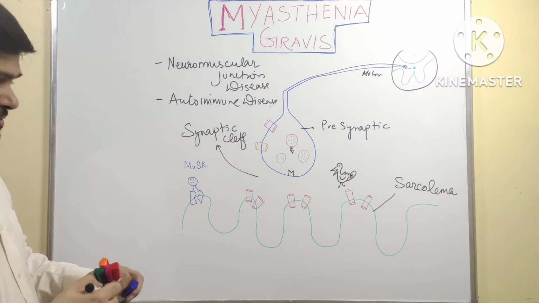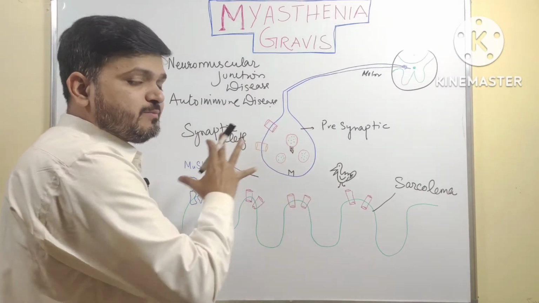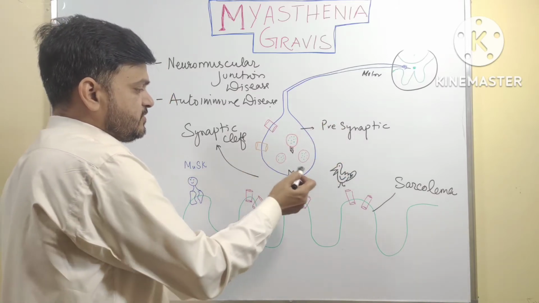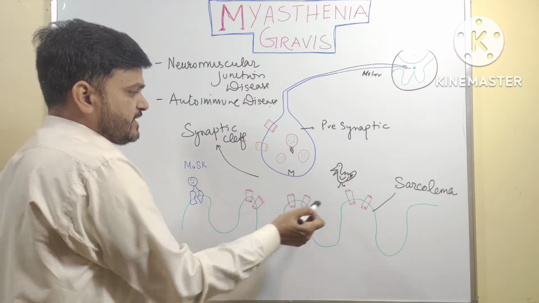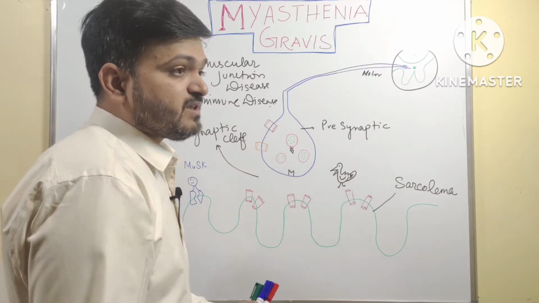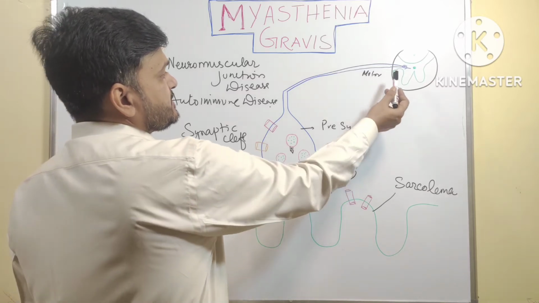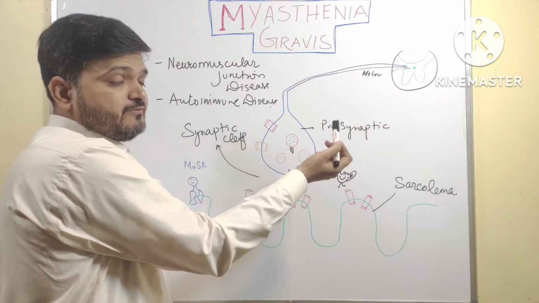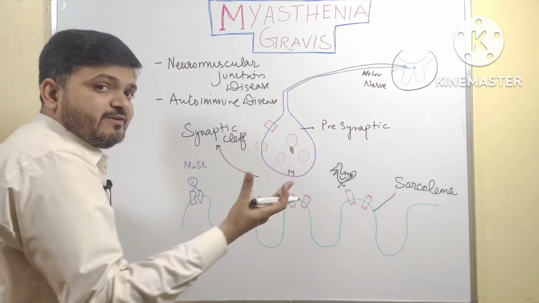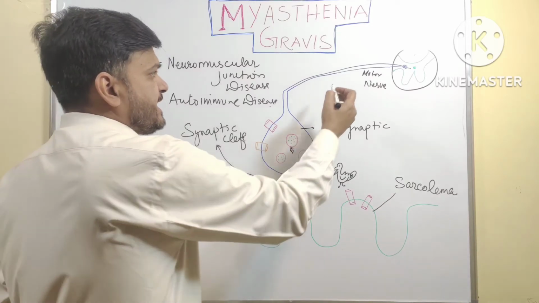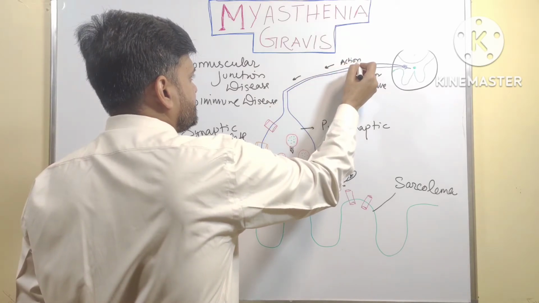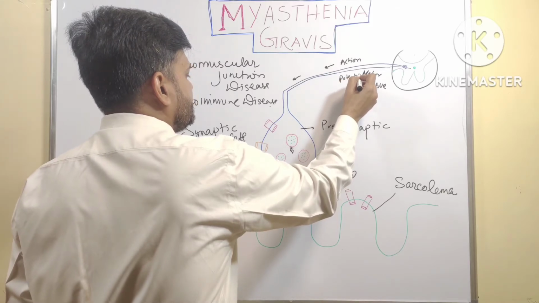So if we divide the neuromuscular junction into three parts, we have the presynaptic part, then the space between the presynaptic and postsynaptic parts, and then the postsynaptic part, that is the sarcolemma. Now, whenever any action has to occur, the central nervous system sends the signal through the motor nerve. How can we send any signal? It has to come from the central nervous system in the form of an action potential, right?